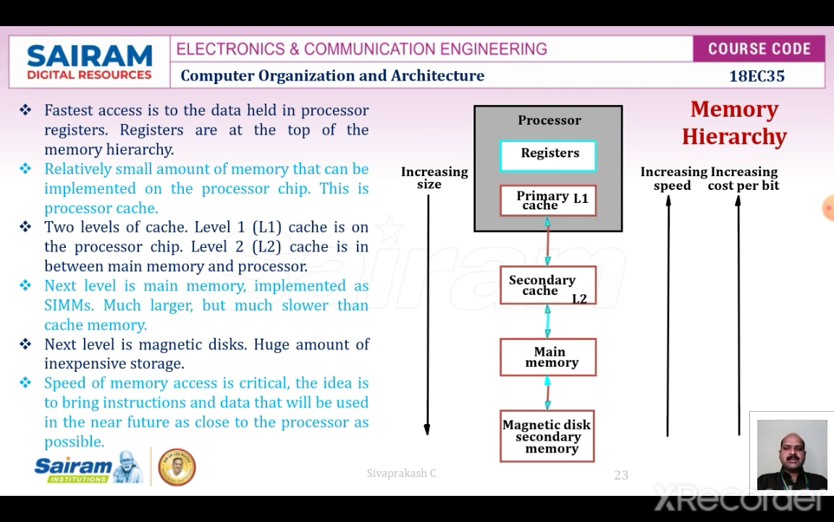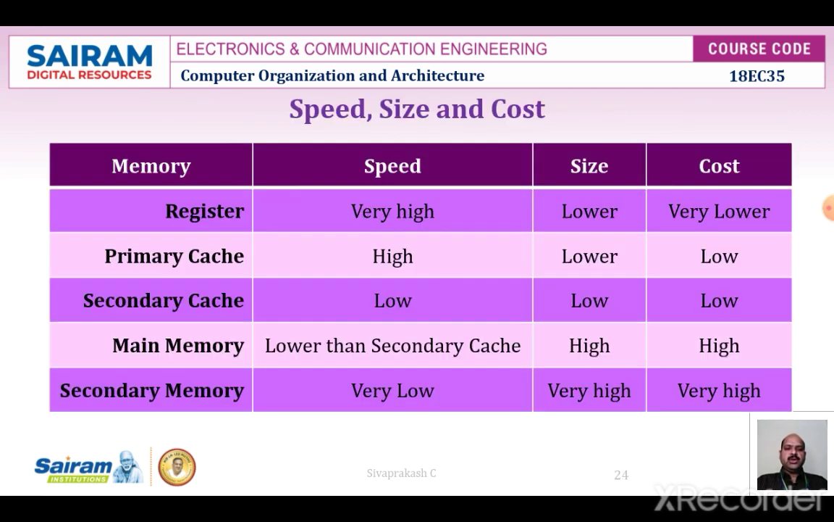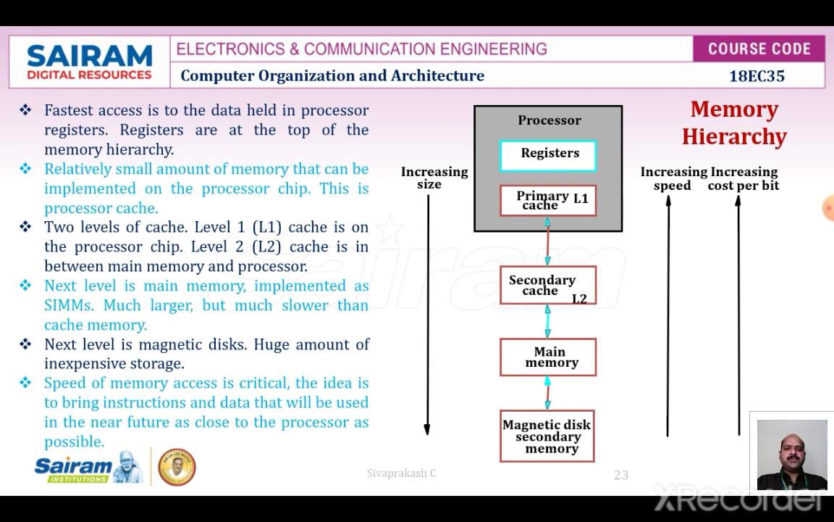The fastest access is to data held in the processor, always in the processor registers. So registers are always at the top of the memory hierarchy, and along with that a small amount of cache is implemented on the processor chip. This is called cache level 1. So the level 1 cache is on the processor always, and the level 2 cache is present in between the main memory and the processor. So in between the main memory and the processor, the secondary cache is always present.